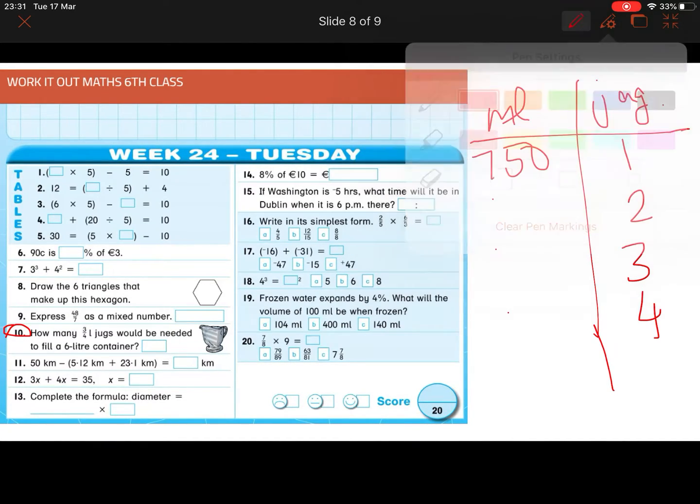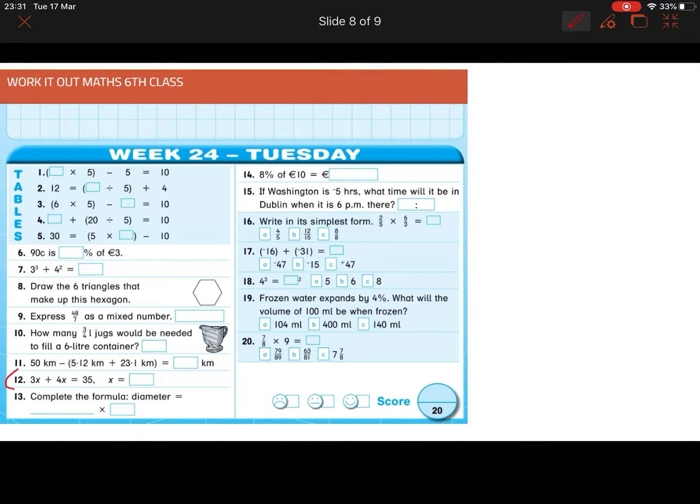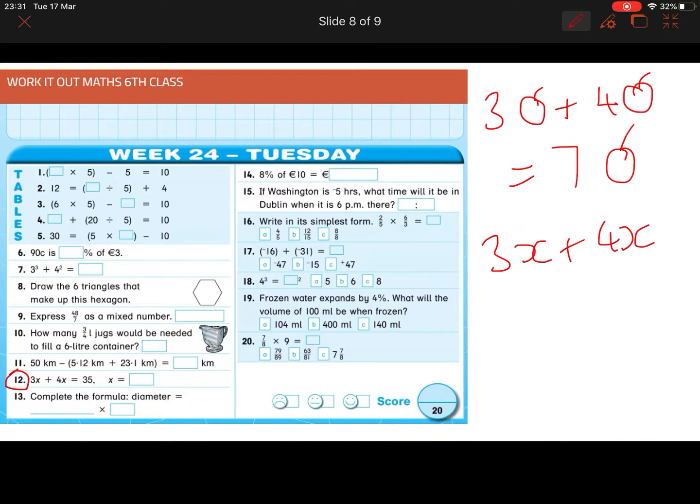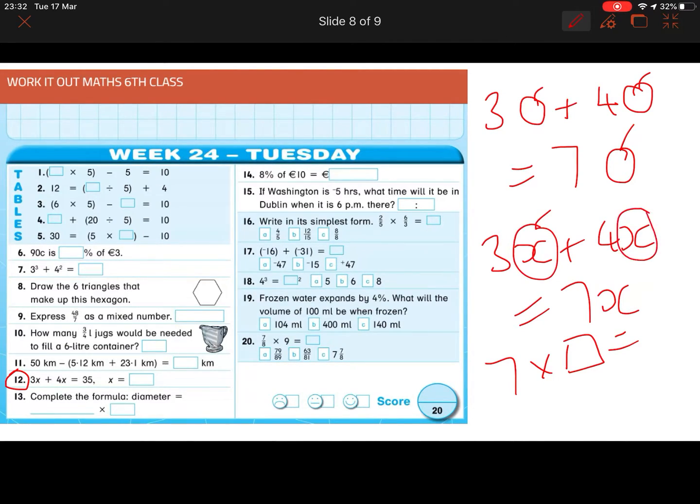Now, this is number 12. This is the first time we've come across sums like this. So if I said to you 3 apples plus 4 apples, how many apples do you have? Very good. We have 7 apples. Okay, pretend these x's are apples. So if we have 3 x's and 4 x's, how many x's do you have altogether? 7 x's. So 7 x's is equal to 35. So that just means 7 times something is equal to 35. Okay, so you can work that out. When you see these x's, just think of your apples.